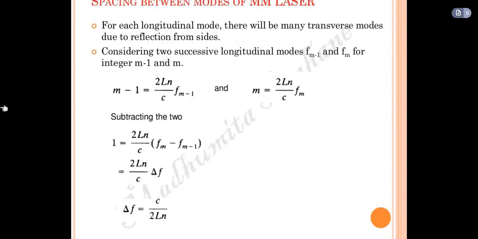Similarly, how do we get the spacing between the modes of a multi-mode laser, if we are not using only a single mode? For each longitudinal mode, there will be many transverse modes. Basically, we should have multiple modes as well, due to the many reflections that can happen from the sides of the laser. From the laser we have seen there is a longitudinal mode, and then there is a transverse mode due to the reflection from the sides.